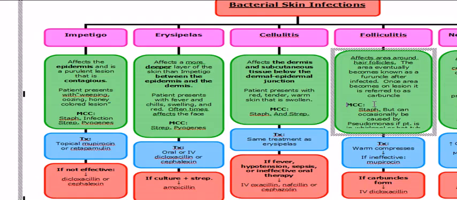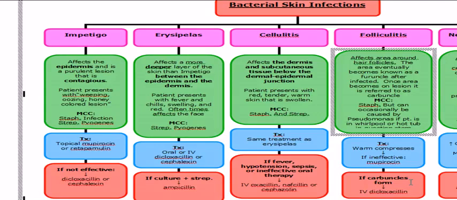It's most commonly caused by staph, and know that if you see whirlpool or hot tub, it's going to be Pseudomonas folliculitis, all right? First step is warm compresses. If it's ineffective, mupirocin, okay? If carbuncles form, which is that focal area that we talked about, IV dicloxacillin.